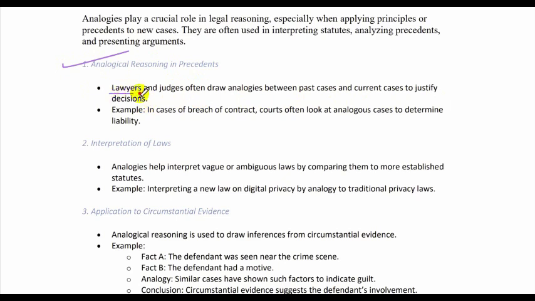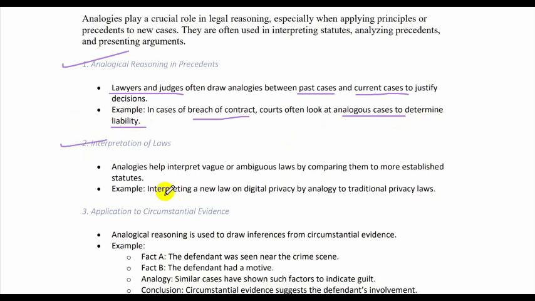So, when we go to court, we will see that both lawyers and judges use past cases, that is, past orders of the judges, past judgments, and the current case as well, to justify that decision. Example, in cases of breach of contract, courts often look at analogous cases, that is, similar cases of the past, to determine the liability.